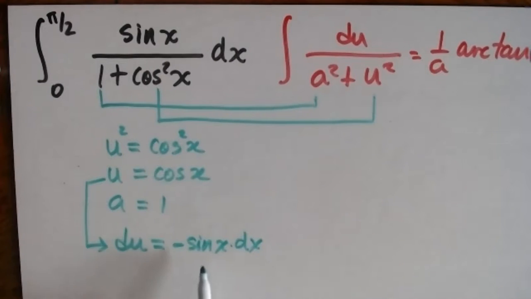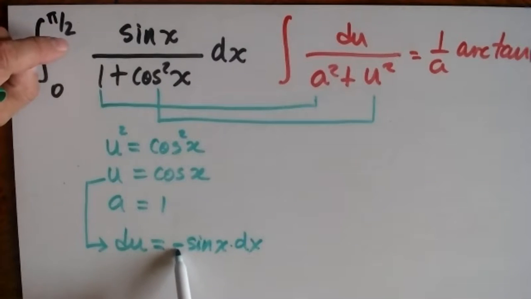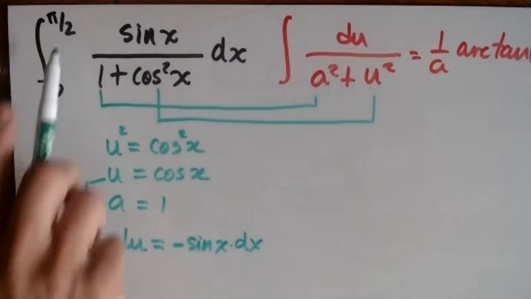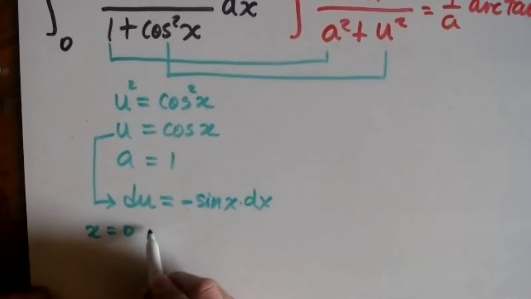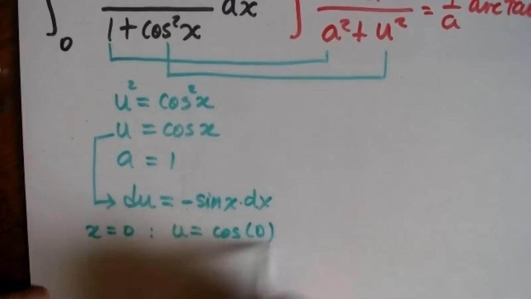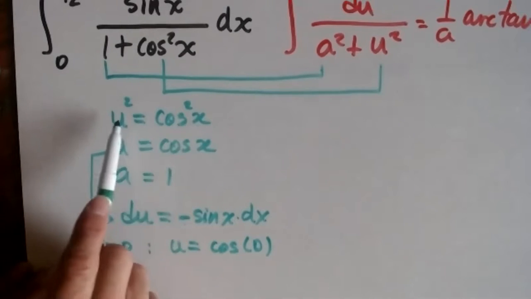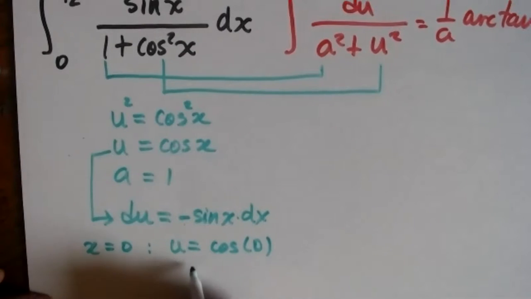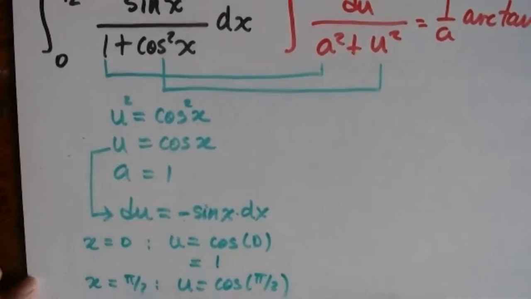Okay, now let's see. I have sine x dx right here, so I don't have to worry too much because this is a negative. But I have here 0 and pi over 2, so when the x is 0, u is cosine of 0, correct? So x is 0, so you put here x equals 0, so the u is going to be cosine of 0. And cosine of 0 is a 1. Then when the x is pi over 2, the u is cosine of pi over 2, right?